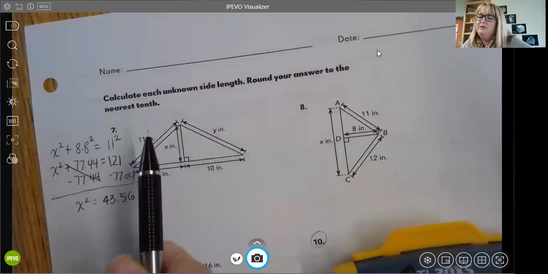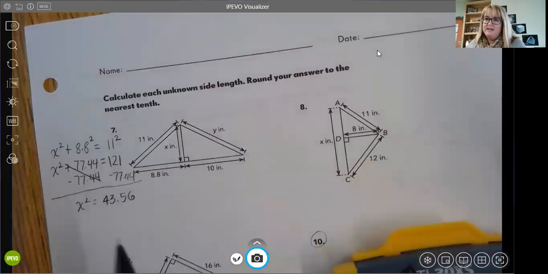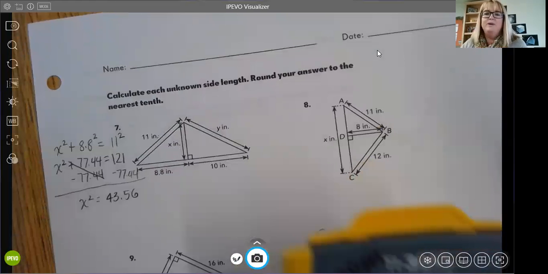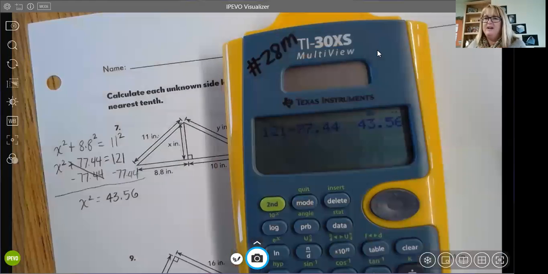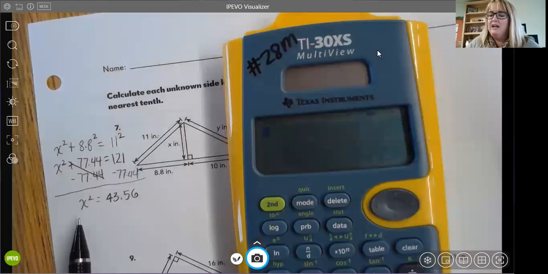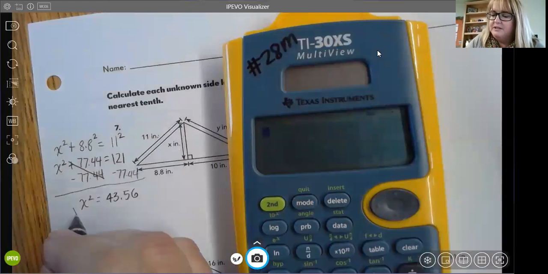I want to caution you, don't do your rounding till the very end. Sometimes if you round too early, it will give you a different answer. So save the rounding till the very end. All right, x squared is 43.56. I don't want x squared, I want x. So I've got a square root.